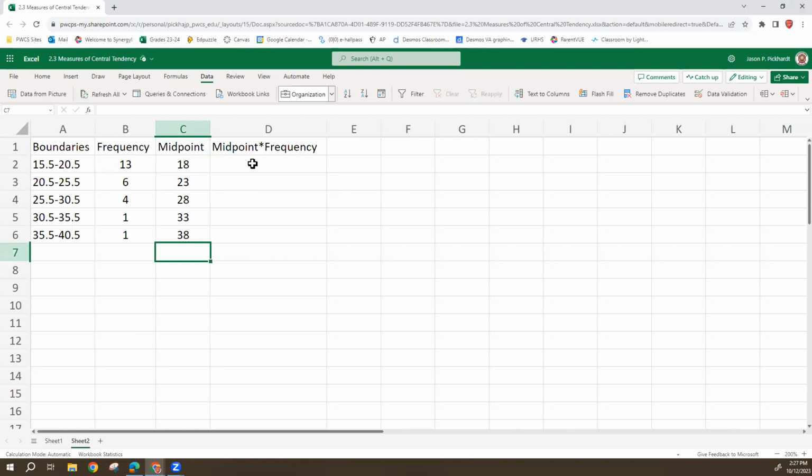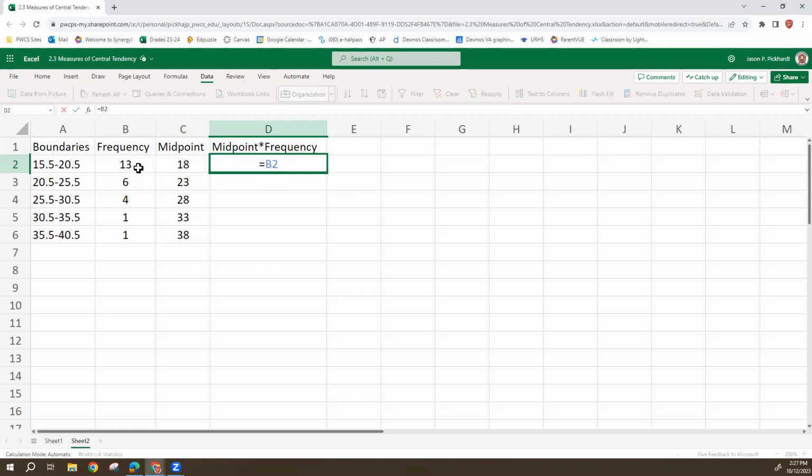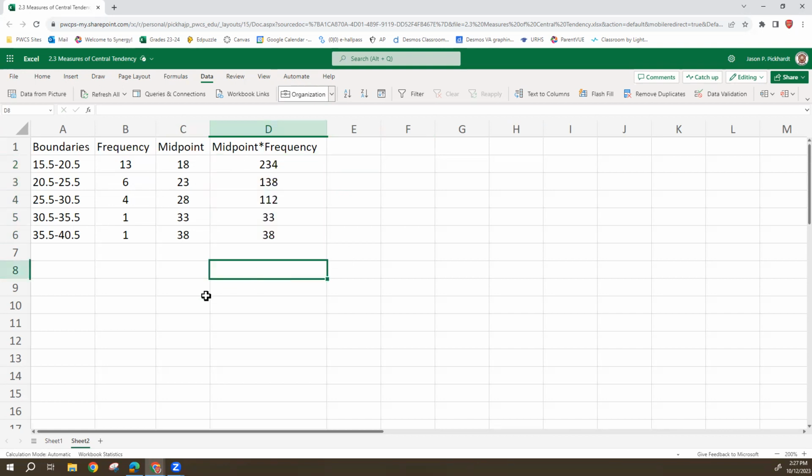Okay, if you have trouble finding the midpoint, just let me know. We are going to then multiply our midpoint by the frequency. We're going to estimate that every data point in each of these groups is approximately the midpoint, and so we'll multiply the frequency by the midpoint. And I can actually say equals, select that cell, hit my asterisk, and select that cell, and it will multiply them together. Then if I click down here on this corner where there's that little square, I can drag that down, and it will complete my calculations for me.